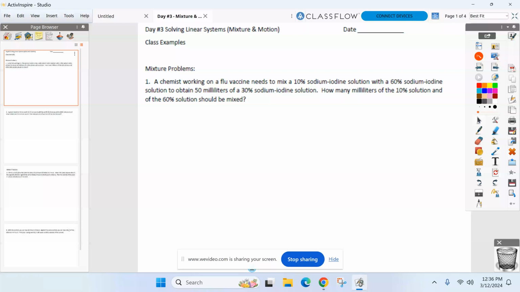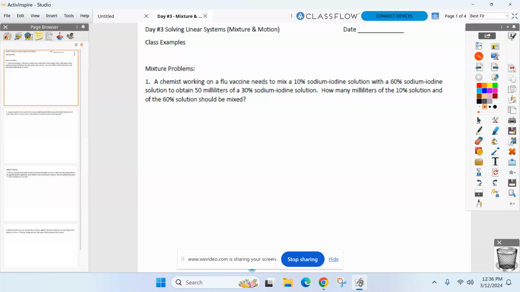Whatever it is, together to get a final solution. So take a look here. We got a chemist. You can read through it. There's a 10% sodium ion solution, and then there's the 60% type. I got to mix those two together, so I get 50 milliliters of 30% solution. So how much of the 10 and how much of the 60 do I need?